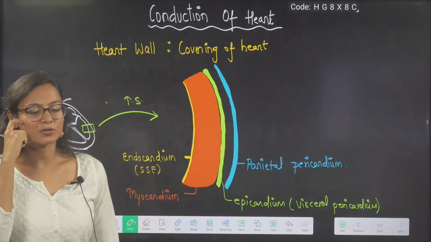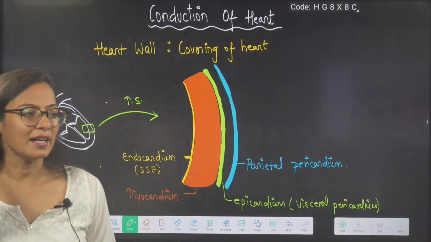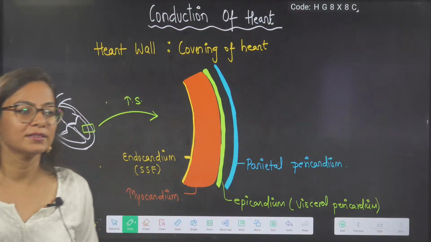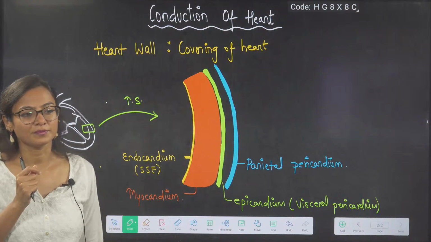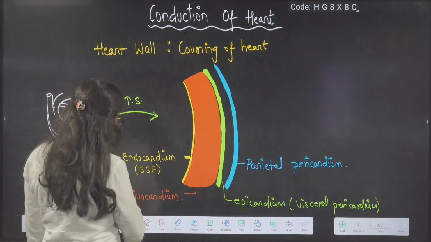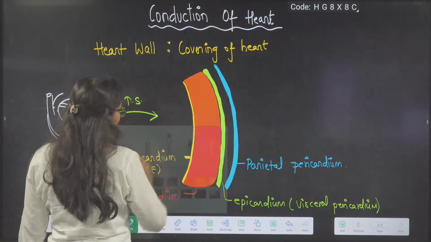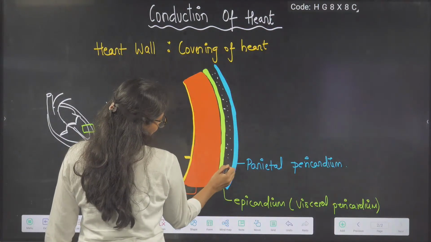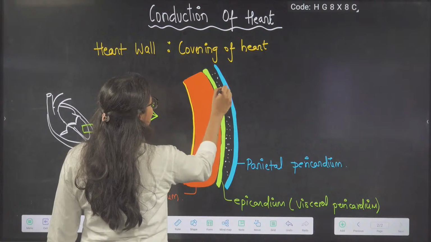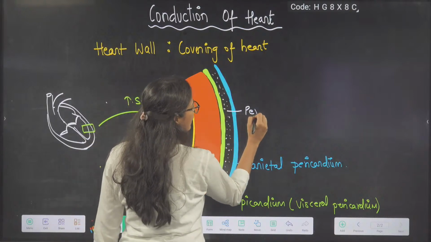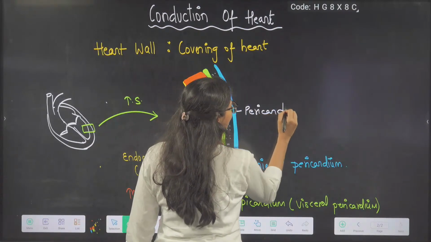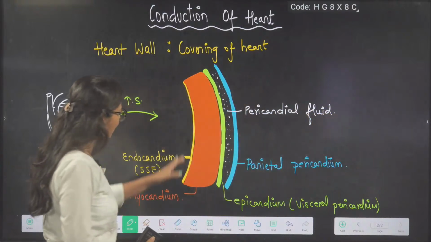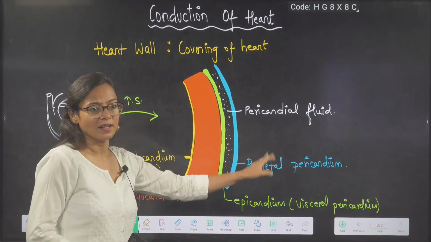Now you are going to tell me what is present between the parietal and the visceral pericardium. Quick, quick. Which fluid? Yes, yesterday we have already mentioned it. Here. What is this fluid called? This is called pericardial fluid, right? So this is the innermost part and this is the outermost part.